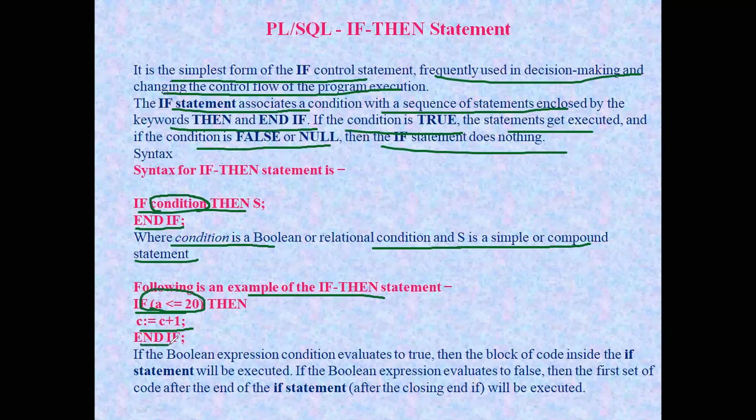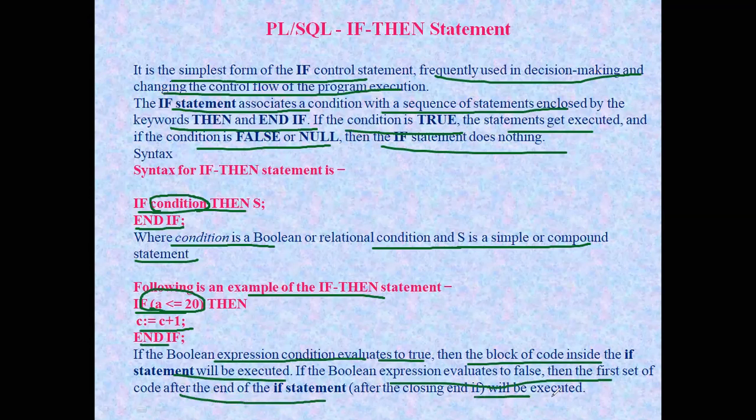And last mein aap likhte hai end if. If the Boolean expression condition evaluates to true, then the block of code inside the if statement will be executed. If the Boolean expression evaluates to false, the first set of code after the end if statement will be executed. So I hope that is clear.